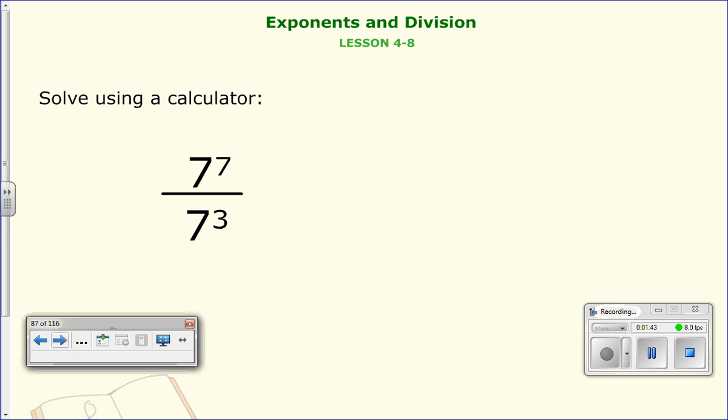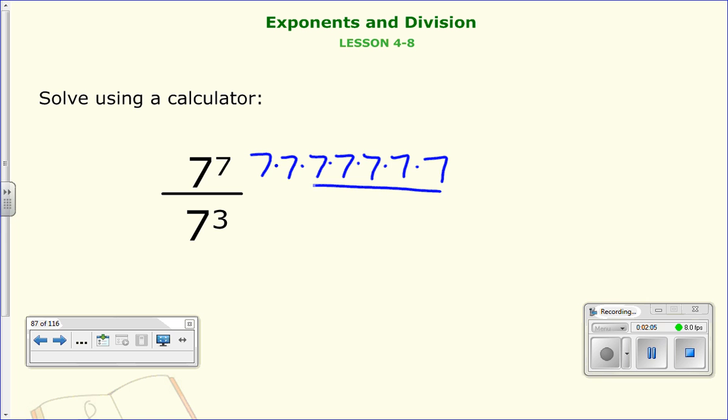Now we're going to move forward. Here it says solve using a calculator. We have 7 to the 7th power divided by 7 to the 3rd power. So if you pull out your calculator, 7 to the 7th power really means 7 times 7 times 7 times 7 times 7 times 7 times 7, because we have 7 as a base 7 times, divided by 7 times 7 times 7.